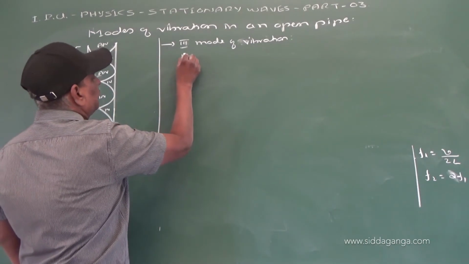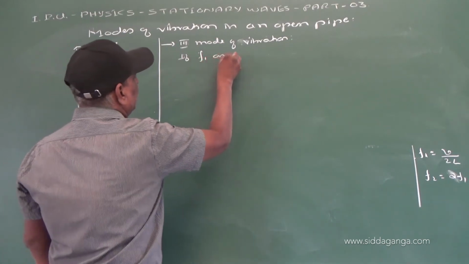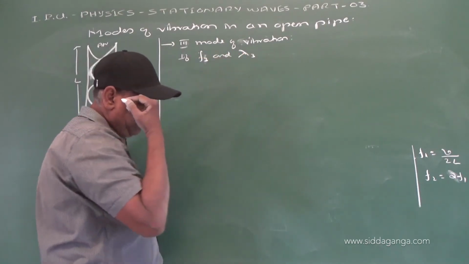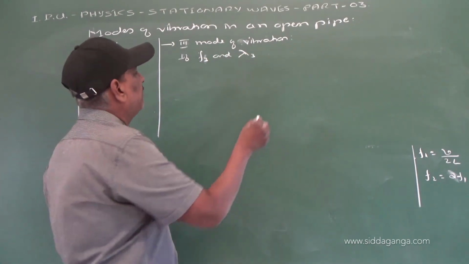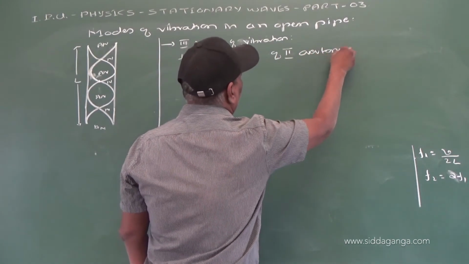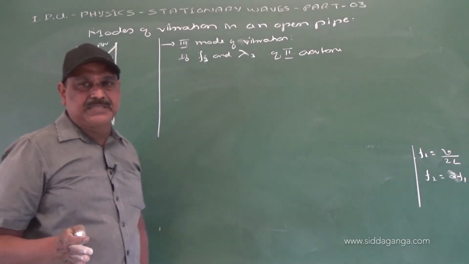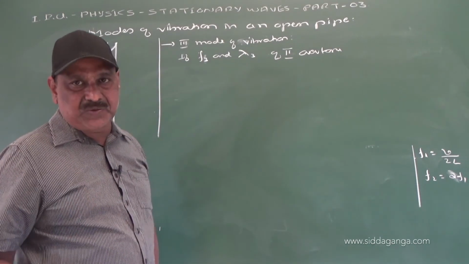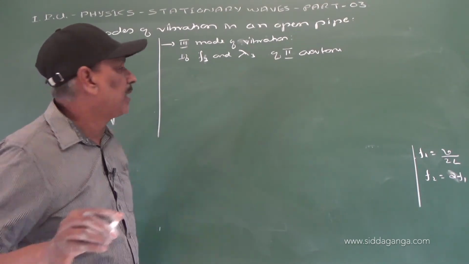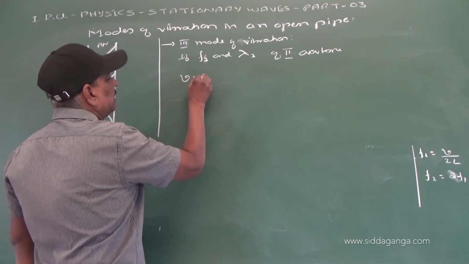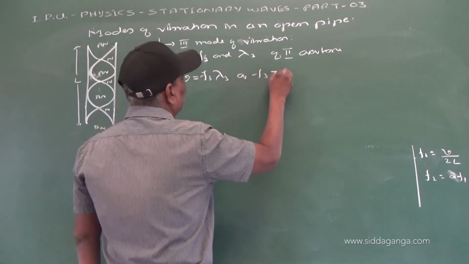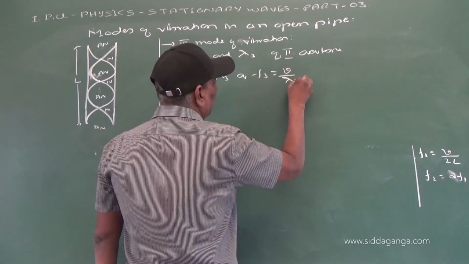Now if F3 and lambda 3 are the frequency and wavelength of the second overtone. First mode is the fundamental frequency, second mode is the first overtone, third mode is the second overtone. Now we have V is equal to F3 lambda 3, or F3 is equal to V by lambda 3.